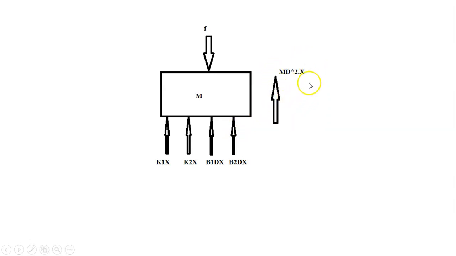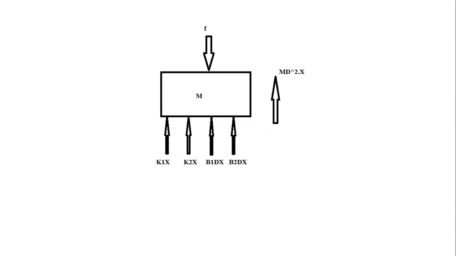Now what is this m D square x? What is this force? This force is also acting in the upward direction, and this force is known as inertia force. Now how did this inertia force come? We know that because of this force F, the mass is going to move in the downward direction. Therefore the acceleration of the mass will be in the downward direction, that is, the accelerating force will be in the downward direction. Now we know that force is equal to mass into acceleration, that is ma.